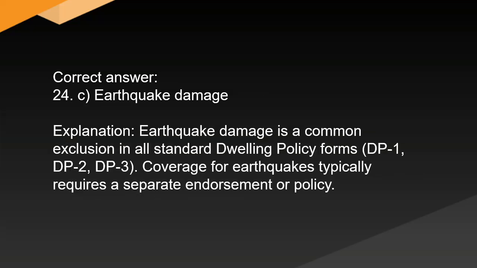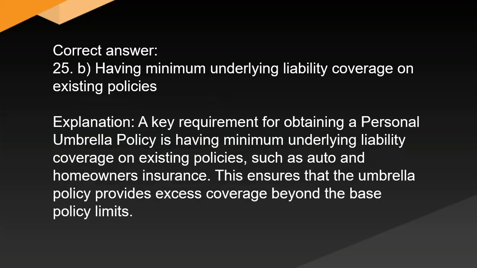Correct answer. C. Earthquake damage. Explanation. Earthquake damage is a common exclusion in all standard dwelling policy forms, DP 1, DP 2, DP 3. Coverage for earthquakes typically requires a separate endorsement or policy.